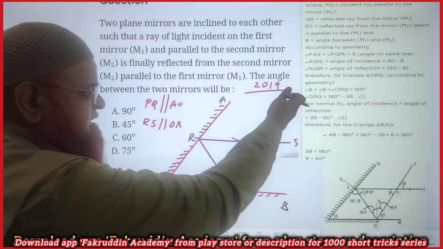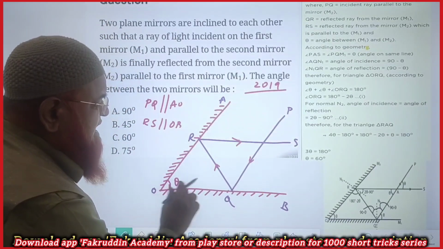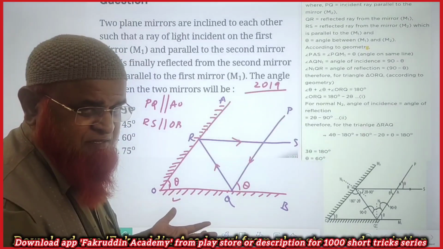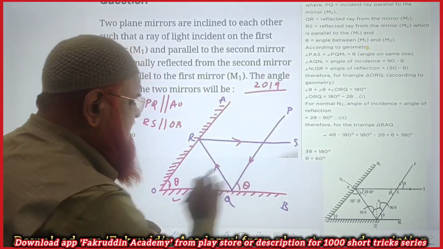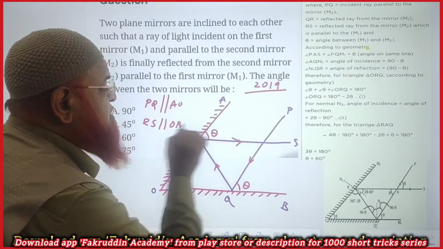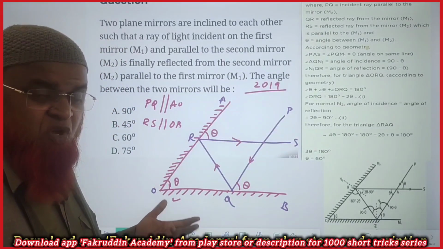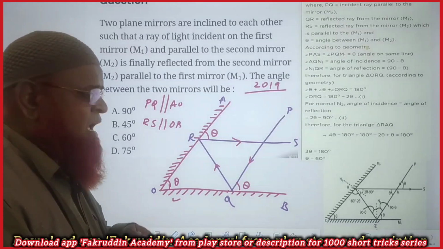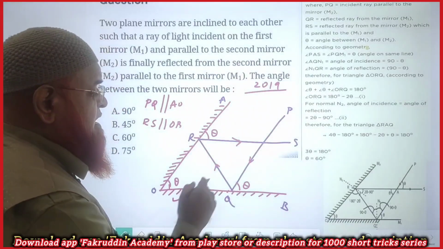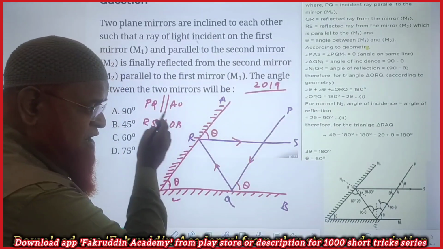When these two light rays are parallel, this angle and this angle will be same because they are corresponding angles. When this line is parallel to this mirror, this angle and this angle are going to be same because they are corresponding angles. And now one more thing: this is the angle of incidence and this is the angle of refraction.